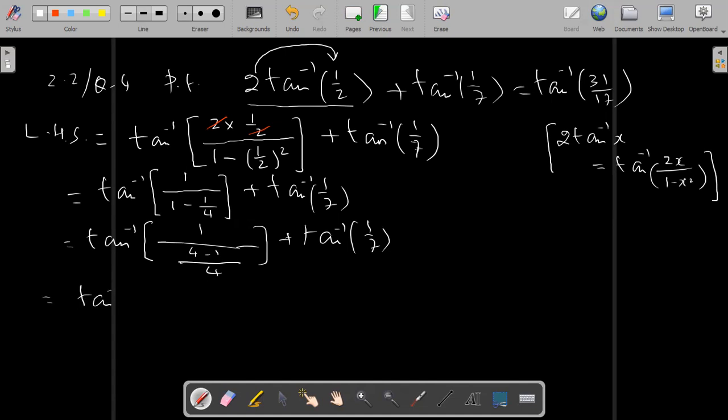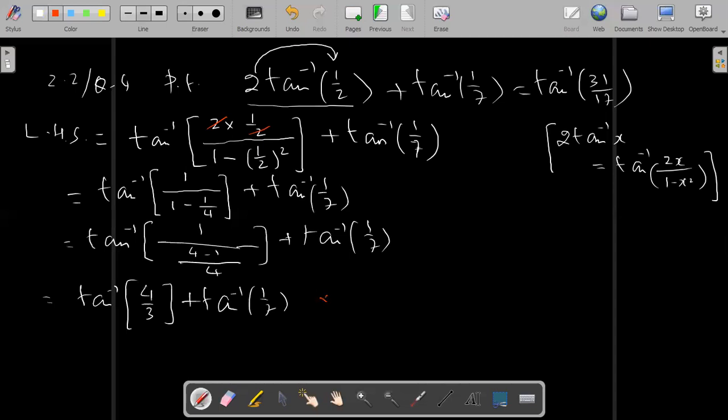Tan inverse 3 by 4 in the denominator, so it will become 4 by 3. This is 3 by 4 because of this one, and the reciprocal of this will become 4 by 3, plus tan inverse 1 by 7. Okay, now we can use the formula.